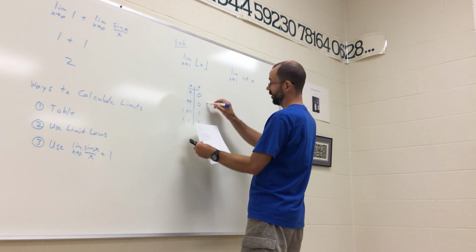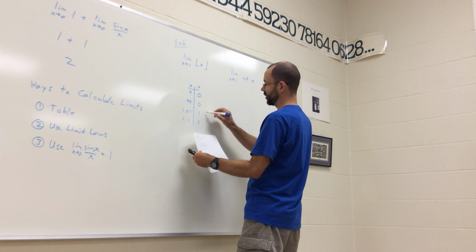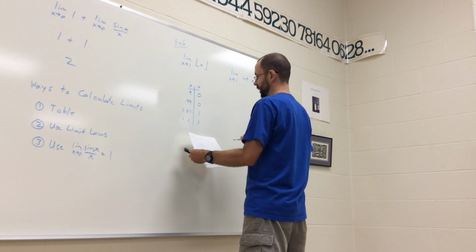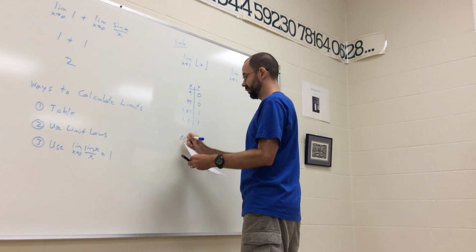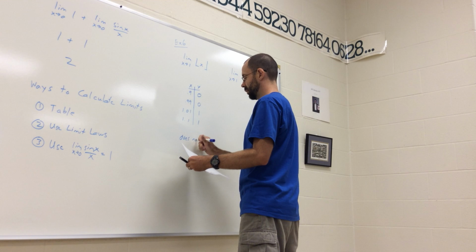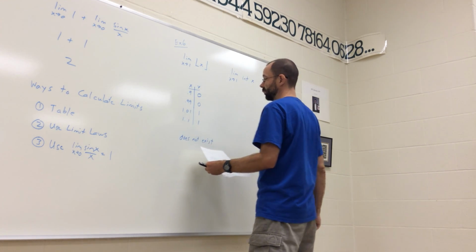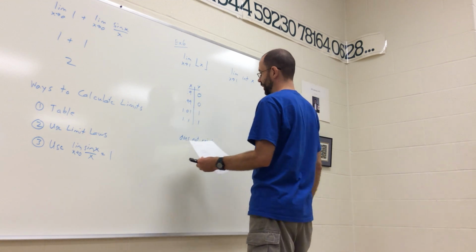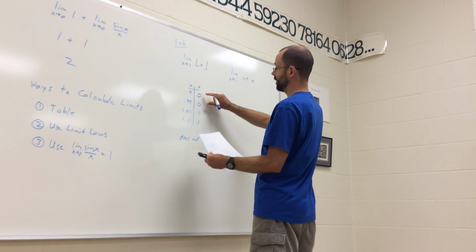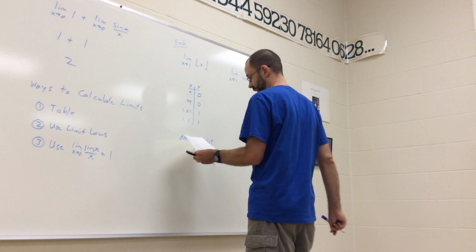So these numbers are getting close to 0. These numbers are getting close to 1. So the limit does not exist. And the reason why it doesn't exist is because the limit from the left side is 0 and the limit from the right side is 1.